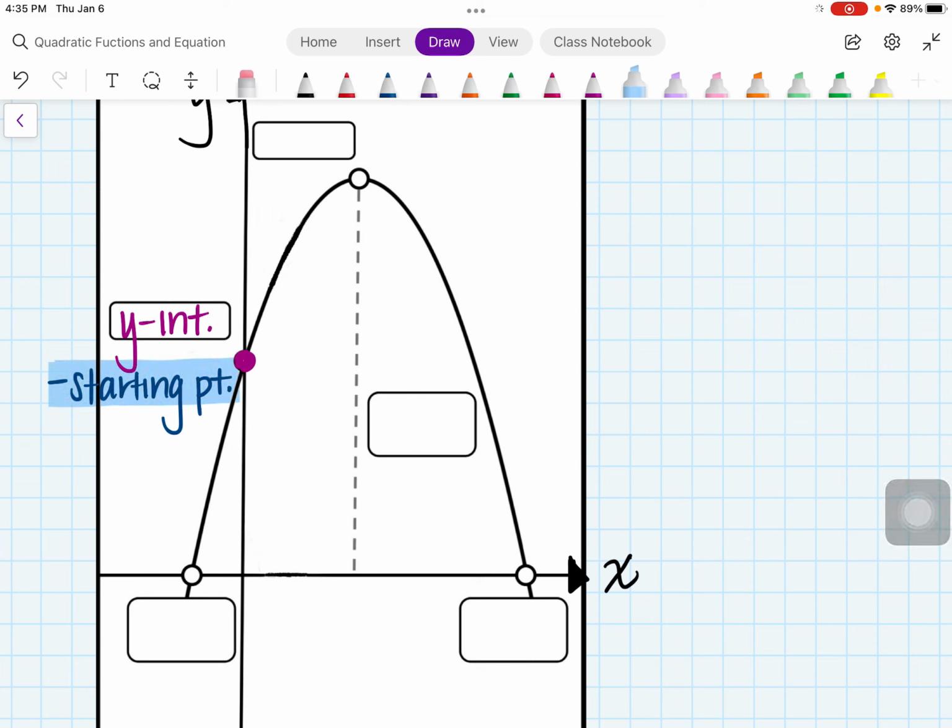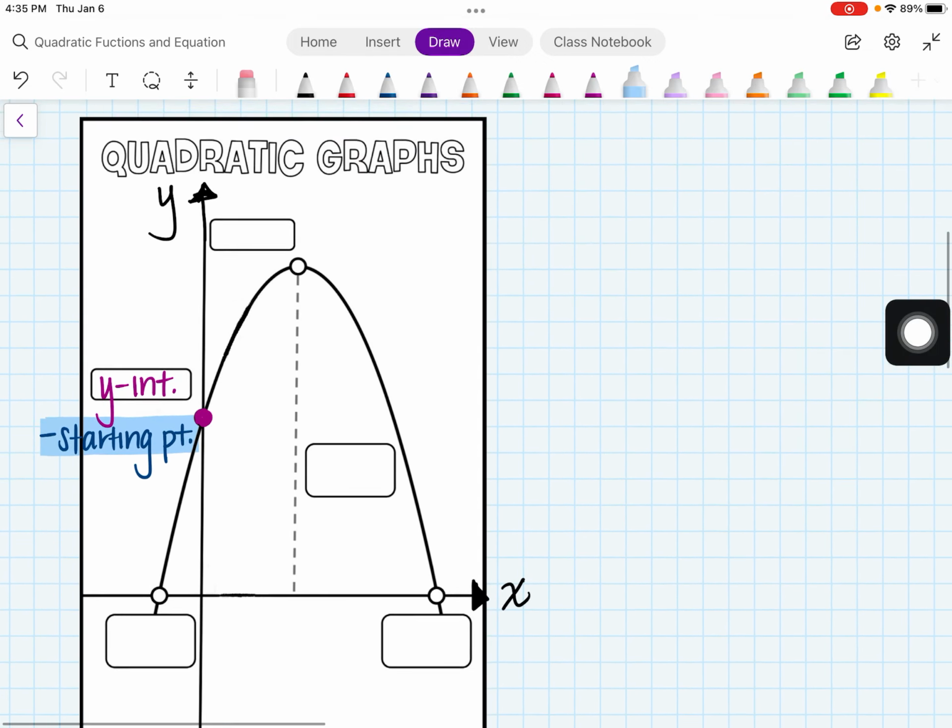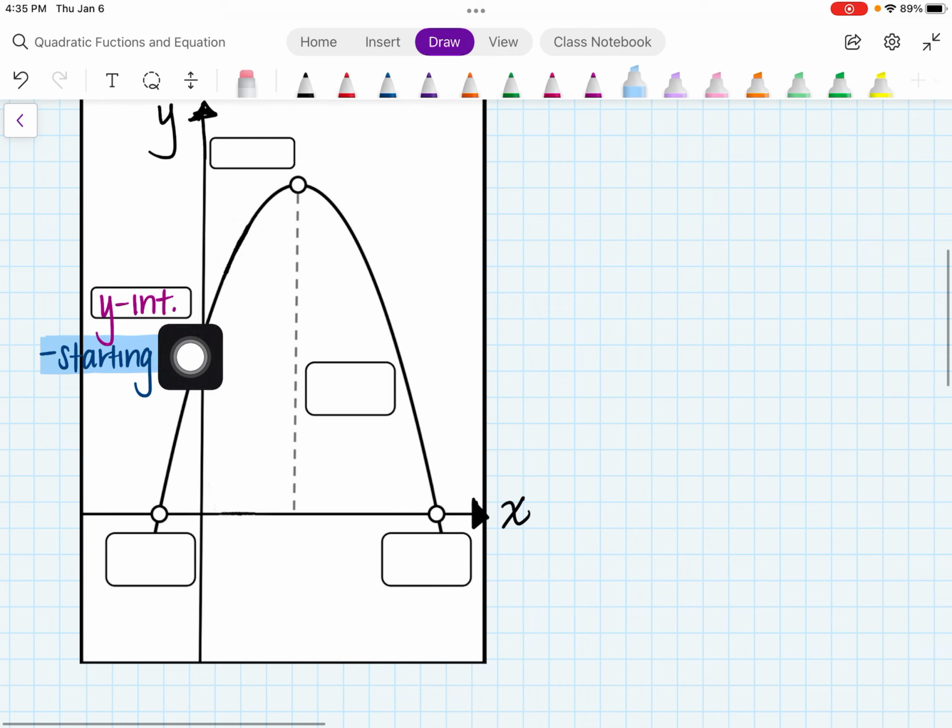Now, next one. The y-intercept, once again, is always going to be located on the y-axis. You will have times where the y-intercept is here or down here. Once again, any point on the y-axis is the y-intercept.